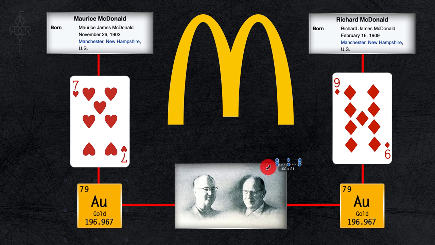So do you think that these guys were sitting down with their birth cards and they knew they were the 79, which is gold? They're like, well, we're going to create a brand and it's going to have a yellow logo and we're going to call it the Golden Arch because our names through the cards equal gold. Is that possible? Absolutely. But do you think that the chances are that they actually were doing that? Slim to none. And Slim probably left the building.